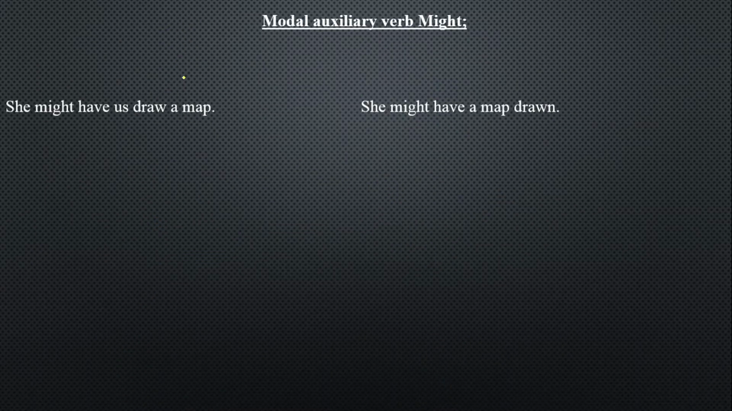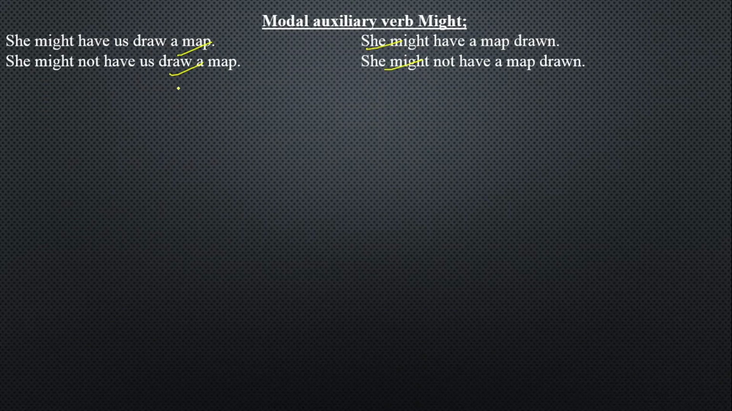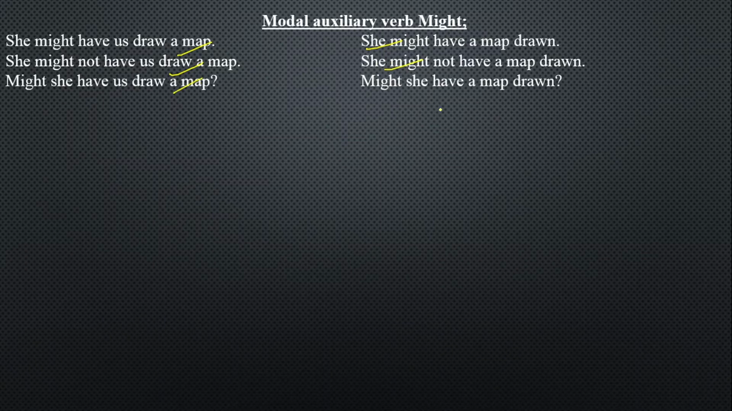She might have us draw a map. She might have a map drawn. She might not have us draw a map. She might not have a map drawn. Might she have us draw a map? Might she have a map drawn?